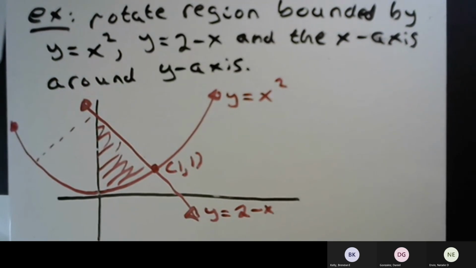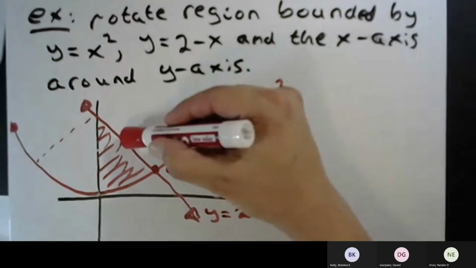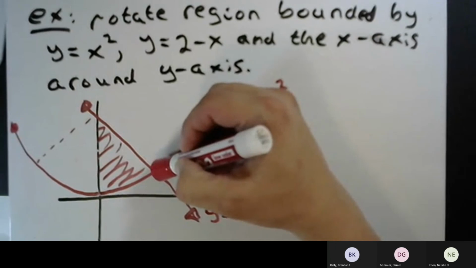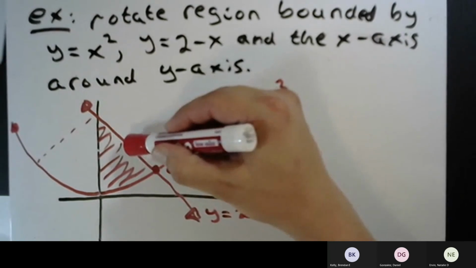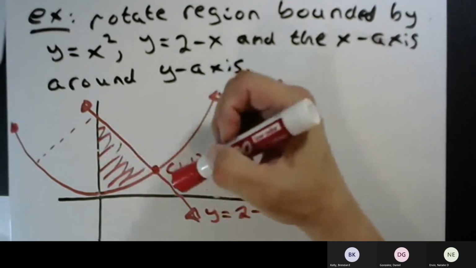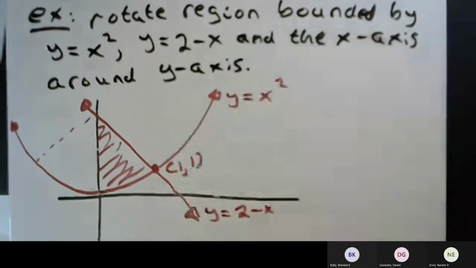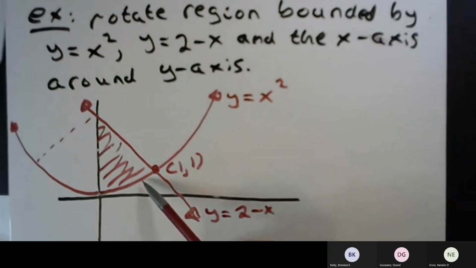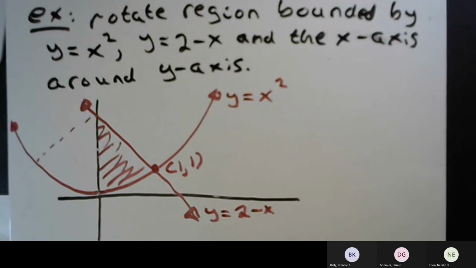Now the problem is the radius is going to change its formula when you get to y equals 1. The first radius will be this line minus the y-axis. But then the second radius is going to be this curve minus the y-axis. So you're going to have to do two integrals using the washer method or the disk method. But with the cylinder method, we can keep it to one.